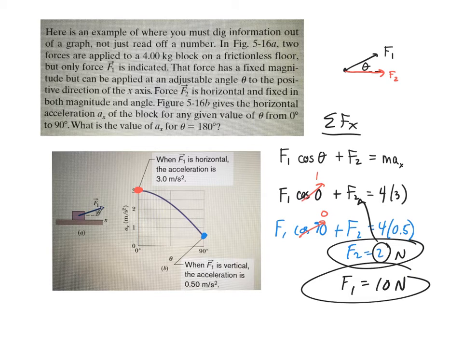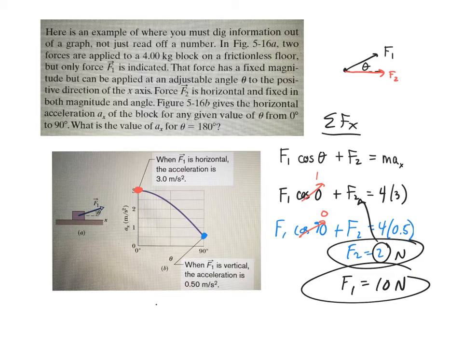First of all, we could use the governing equation right here. Plug in F1, plug in cosine 180, plug in F2, plug in the mass, and solve for a. Everybody sees that? We know everything now. That works. You can also use logic. What does 180 mean? It just means that F1 is acting that way. That means F1 is negative 10 because it's acting to the left.